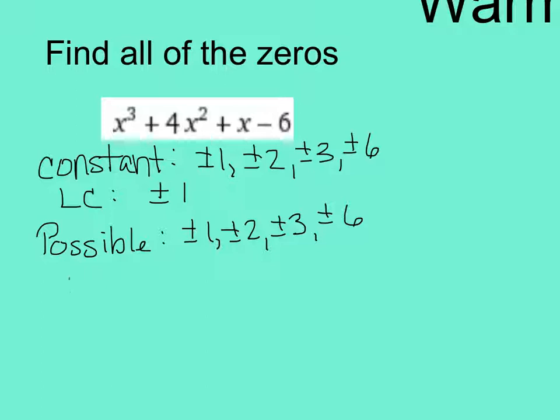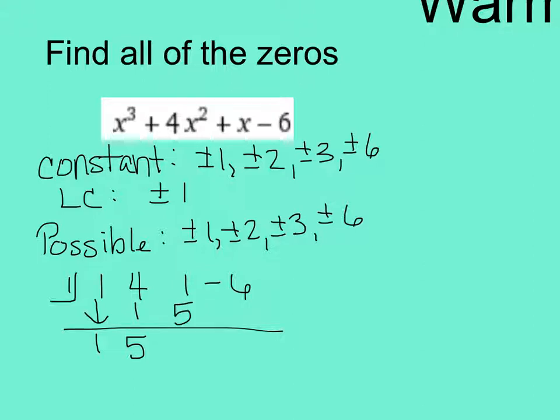So let's start with 1. We should have had 1, 4, 1, and negative 6. Bring down the first one. 1 times 1 is 1. 4 plus 1, that's 5. 5 times 1 is 5. 1 plus 5 is 6. 6 times 1 is a positive 6 to get a remainder of 0. Lucked out on that one.